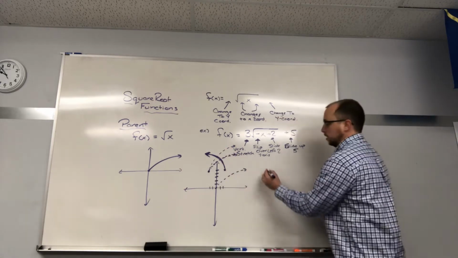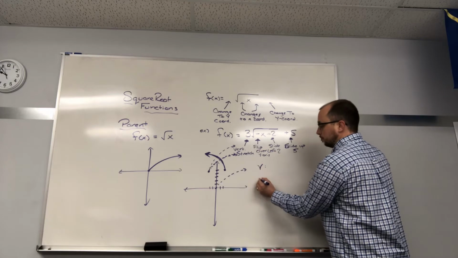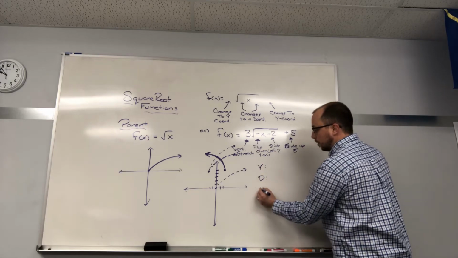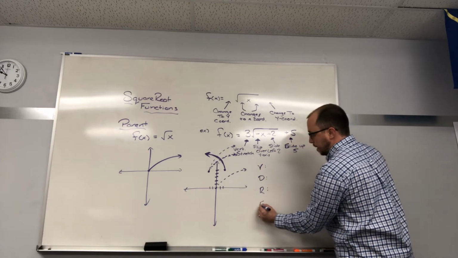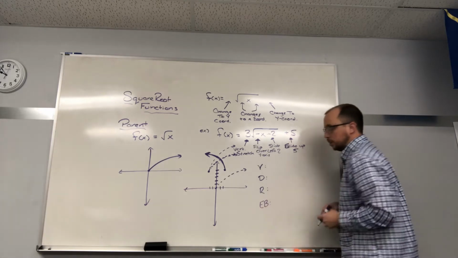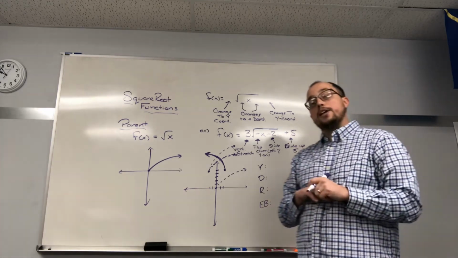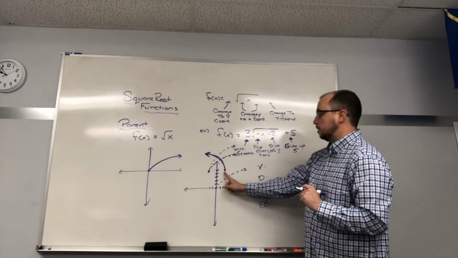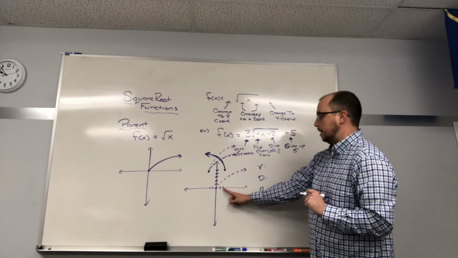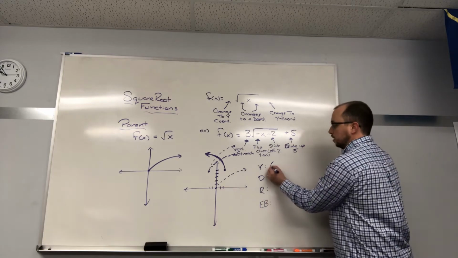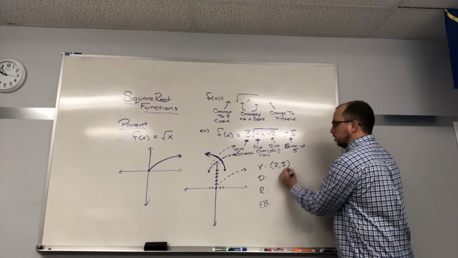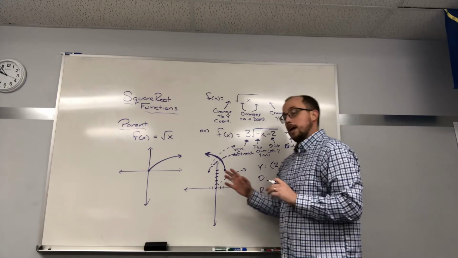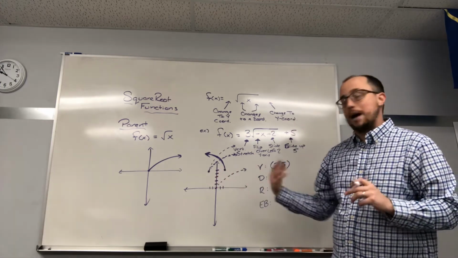Now, key characteristics. We want vertex, we want domain, we want range, and we want end behavior. Okay? Vertex, domain, range, and end behavior. Vertex is the starting point on the graph. Our vertex in this case ended up at +2, +5. Okay? Our domain, okay, remember domain is the x's that are possible in this graph.